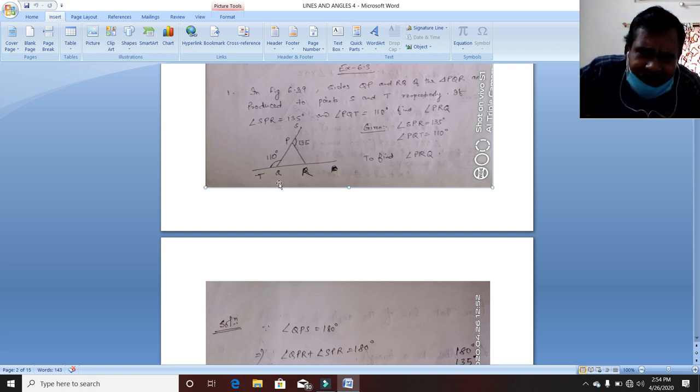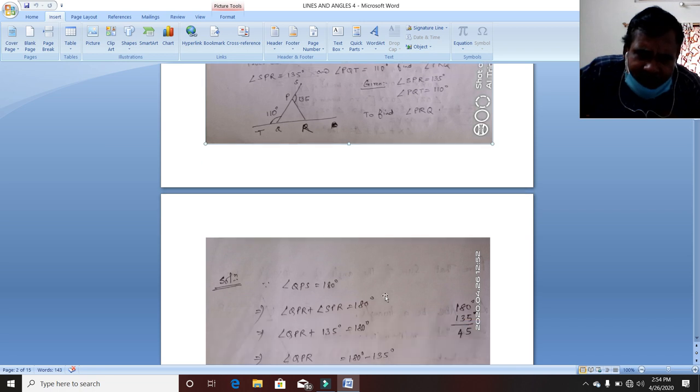QPS, this is a straight angle, yes or no? So this angle is what? This angle plus this angle, linear pair, 180 degrees. Angle QPR plus angle SPR. Now what is the value of QPR?